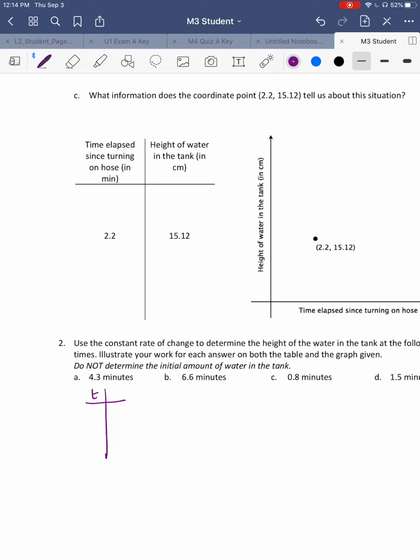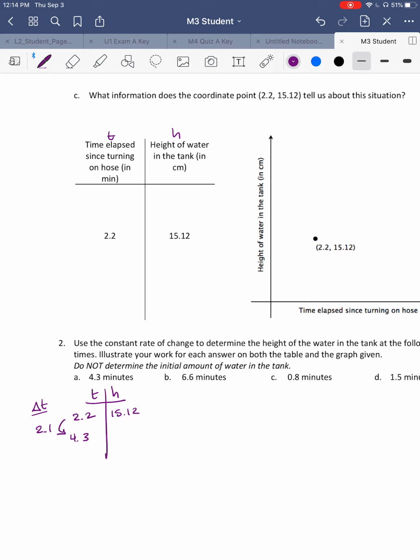So let's call this T for time and H. I'll label that up here too so that it's more clearly defined. And we know that at 2.2 minutes, the height is 15.12 centimeters. And we're now asked to find the height at 4.3 minutes. So our first step is to find the change in time. From 2.2 to 4.3 minutes, I would just subtract 4.3 minus 2.2, and I'm going to get a change in time of 2.1 minutes.